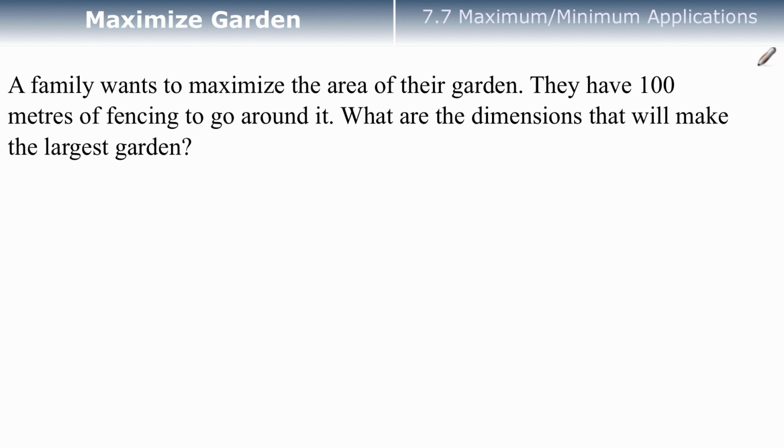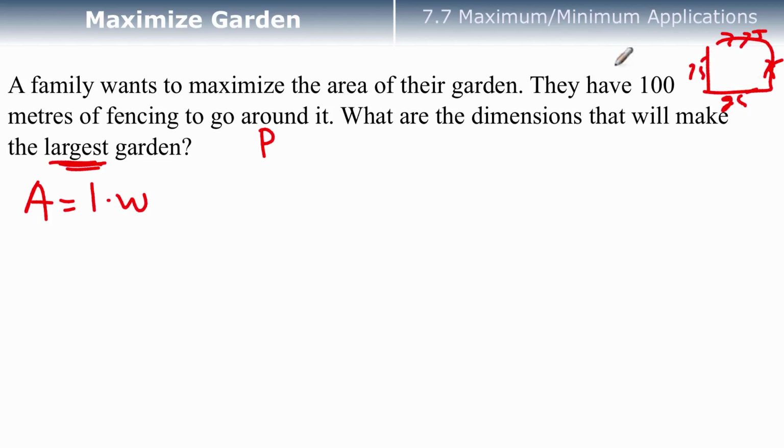Let's try another one. A family wants to maximize the area of their garden. So I've got area equals length times width. That's going to be involved. They have 100 meters of fencing to go around it. Ooh, that's a perimeter. What are the dimensions that will make the largest garden, to maximize the garden? You might just say, well, it's 100, so you probably want to split that up into a square. So 25, 25, 25, 25 on each side. That's probably going to be the maximum one, but let's just see.